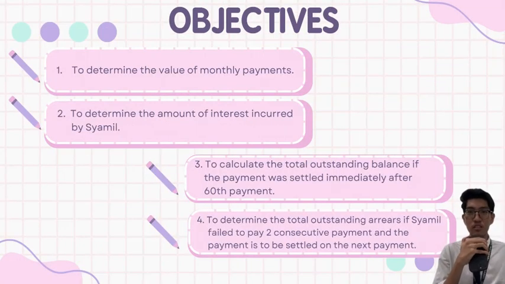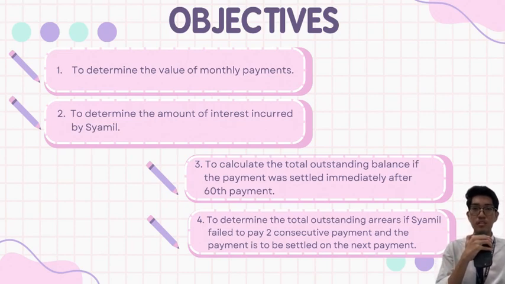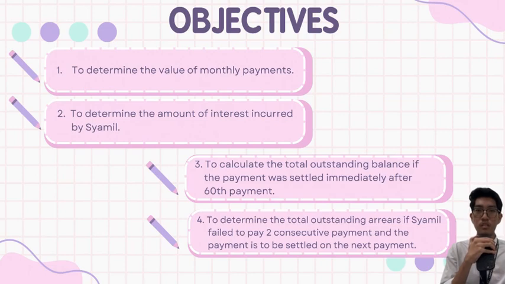Objective for case study 2. First, to determine the value of monthly payments. Second, to determine the amount of interest incurred by Syamil. Third, to calculate the total outstanding balance if the payment was settled immediately after 60 payments. Fourth, to determine the total outstanding arrears if Syamil failed to pay 2 consecutive payments and the payment is to be settled on the next payment.